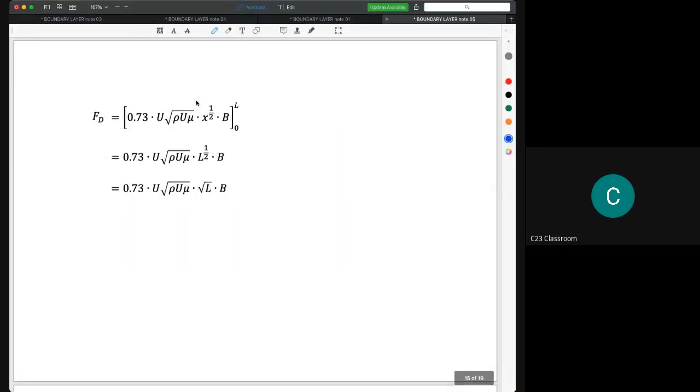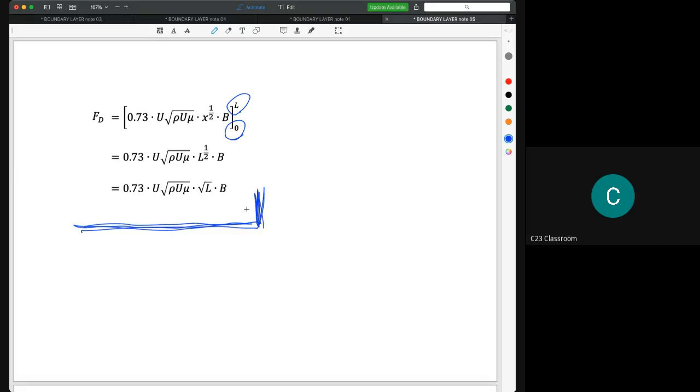Dan seterusnya sekiranya kita menyelesaikan kamiran ini, so the limit is 0 to L, then we substitute the value of L, then we get the value of this one. So drag force is equal to 0.73 times capital U square root rho U mu square root L and B. So this is the equation of drag force.